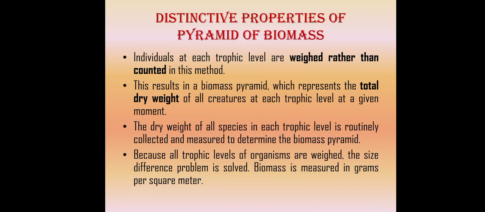It results in a biomass pyramid which represents the total dry weight. Means here we concentrate on the total dry weight of all creatures present at each trophic level at a given moment. The dry weight of all species present within each trophic level is routinely collected and measured for the determination of biomass. As all the organisms at all trophic levels get weighed, the size difference problem gets solved. The biomass is measured in grams per square meter.